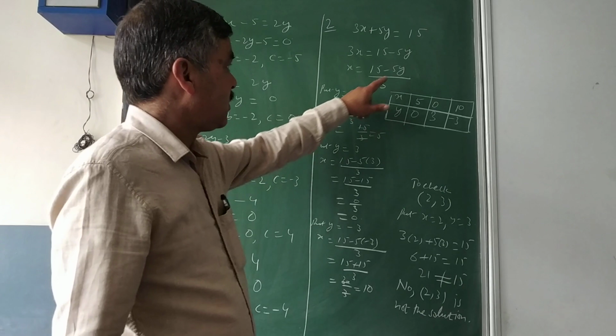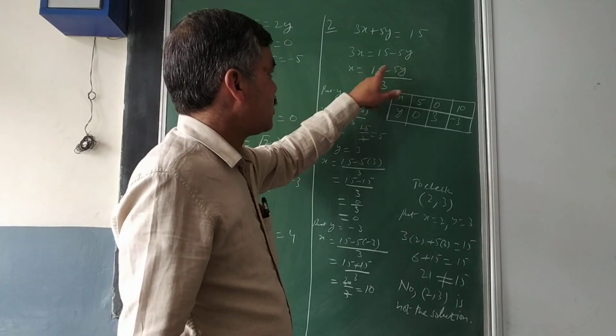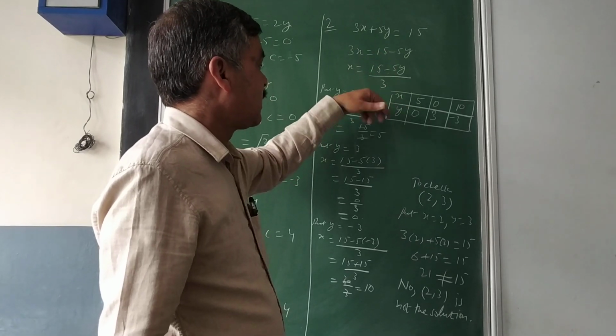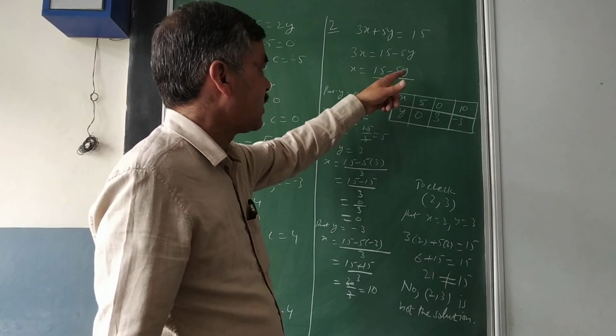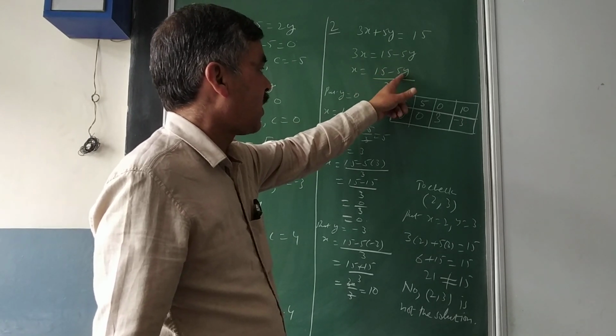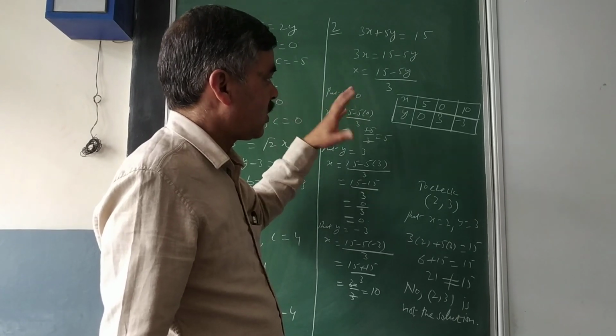Then I avoided the value 1. Why? Because I know if I put 1 here, 15 minus 5 will become 10 and 10 does not fall in the table of 3, so I did not take that. Similarly, if I take minus 1, then 15 plus 5 will be 20. 20 again does not fall in the table of 3, so I avoided that.